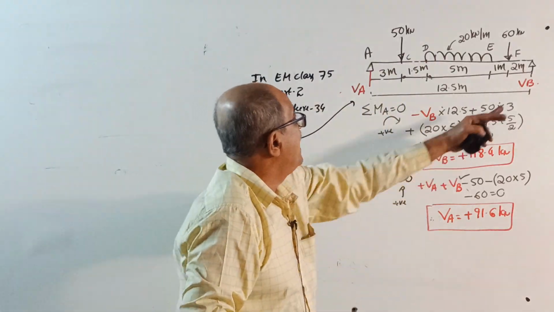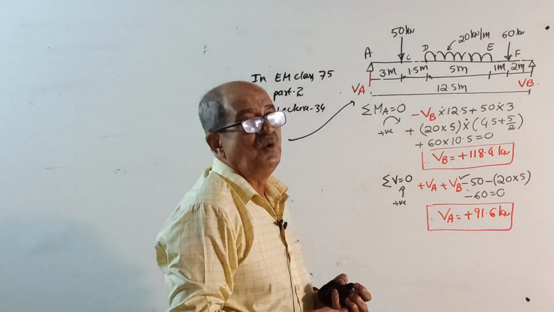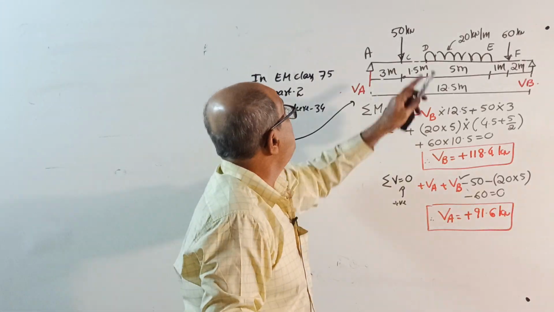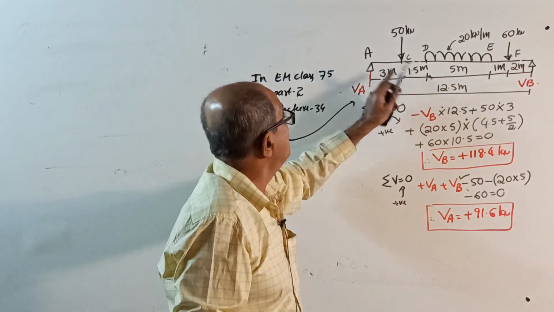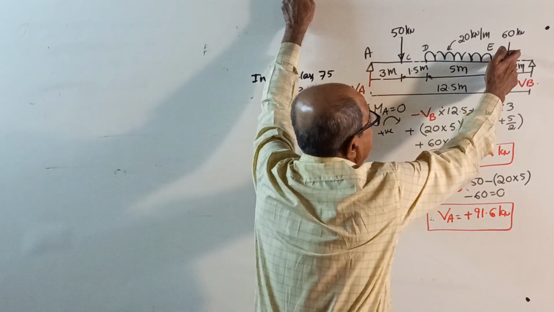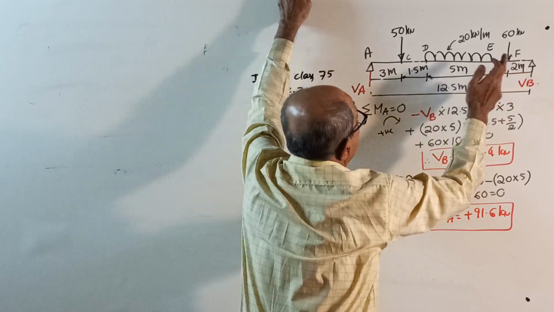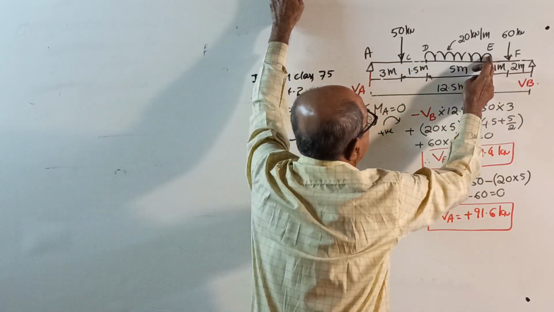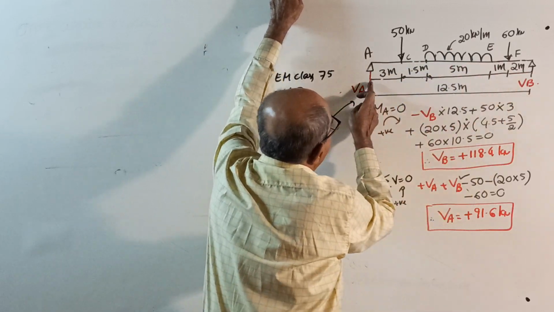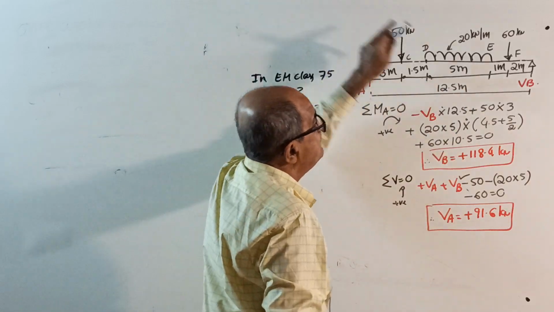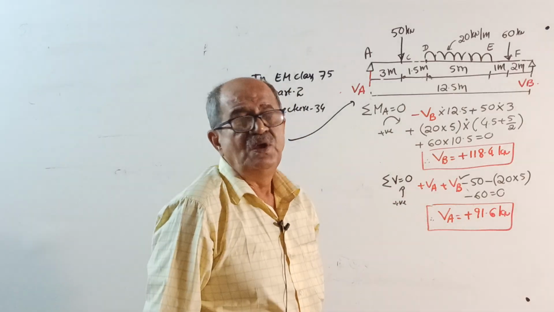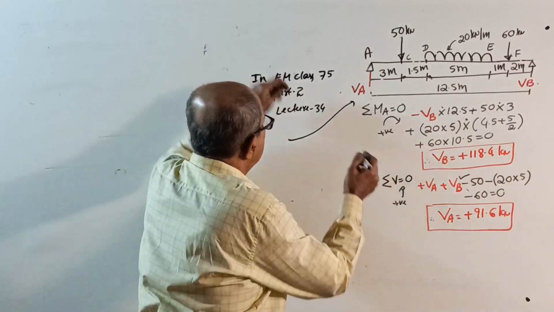A beam of span 12.5 meter is loaded by a point load of 50 kilonewton at 3 meters from the left end, another point load of 60 kilonewton 2 meters from the right end, and a UDL of 20 kN per meter, 5 meter long, starting at 4.5 meter from the left end. Then this gap will come 1 meter.